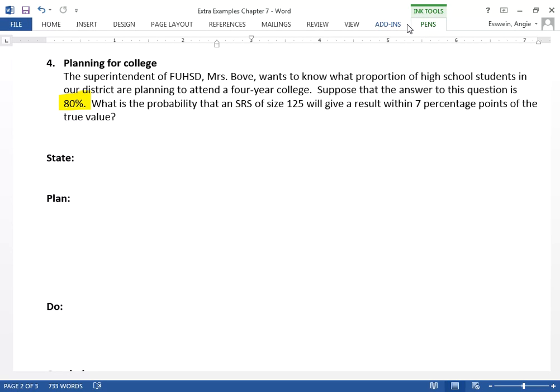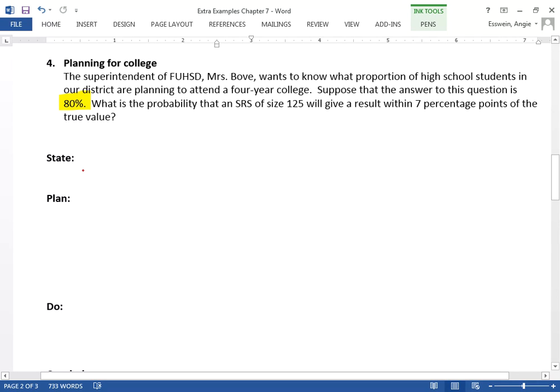Let's think about what the answer is before we even start. If we took an SRS, a simple random sample of 125 people, what's the likelihood we would be within 7 percentage points of the true value? That means between 73% and 87%. Do you think that's likely? It's probably pretty likely.